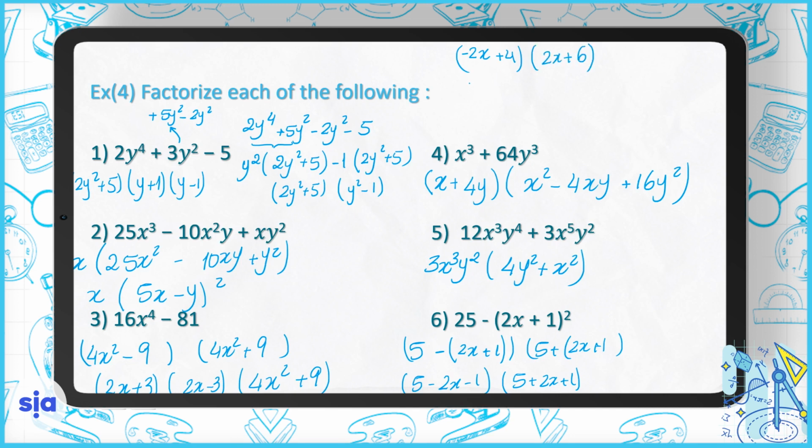If you take the common factor outside here as negative 2, it will be x minus 2. And here another common factor as 2, it will be x plus 3. If you multiply the 2 by the negative 2, it will be negative 4 times x minus 2 multiplied by x plus 3.